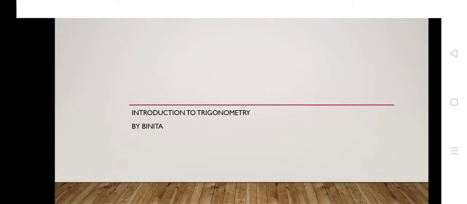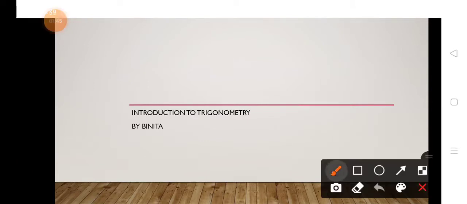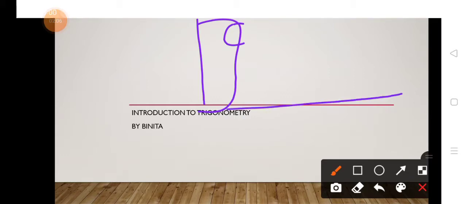Now, next I'll give you one more example. You see, suppose a girl is sitting on the balcony of her house located on the bank of a river. This is the house of the girl. She is sitting on the balcony of the house, which is located on the bank of the river. This is the river, suppose.